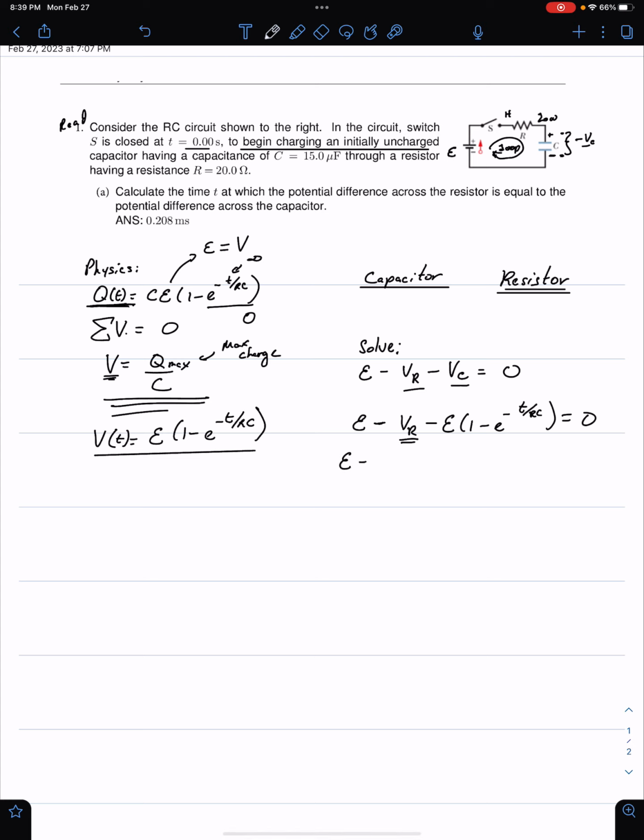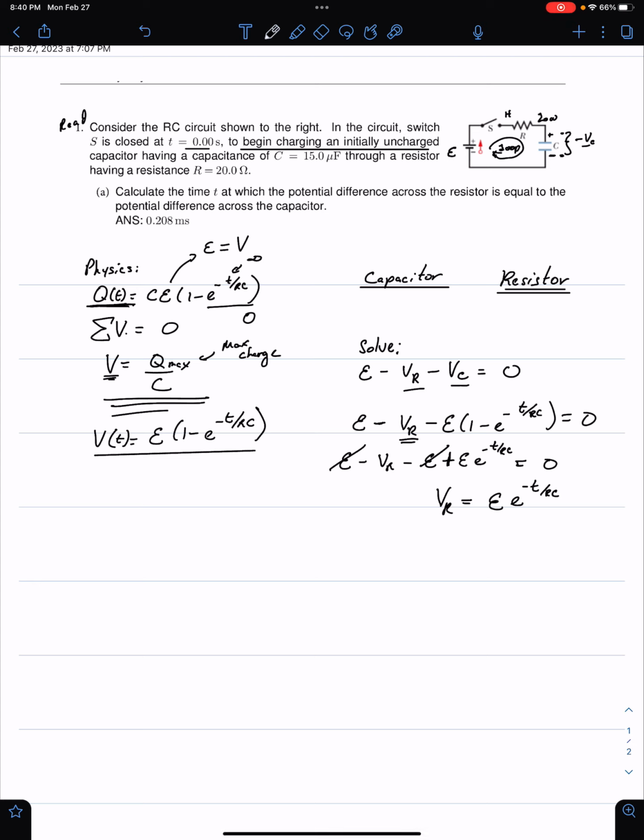Now, again, you multiply this. You multiply the EMF here minus EMF e to the negative t over RC equals 0. And these two cancel that out. And what you have left is the voltage across the resistor. Oh, sorry, and this is positive right here. The voltage across the resistor is equal to EMF times e to the negative t over RC.